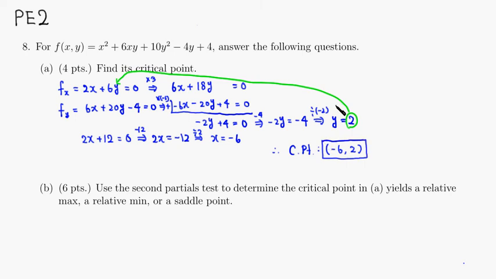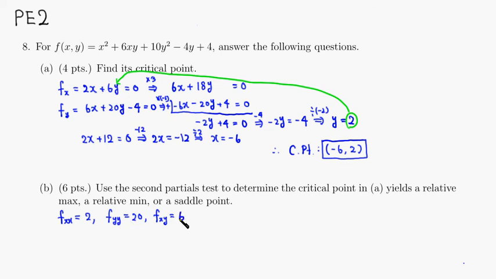Part B, we're going to use the second partial test to determine whether the critical point yields a relative max, relative min, or saddle point. Let's do that. We need the second partial with respect to x, which is the derivative of that with respect to x, so it's just 2. Then the second partial with respect to y is 20.